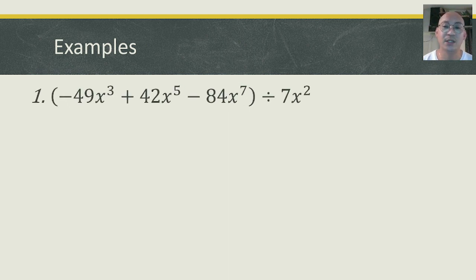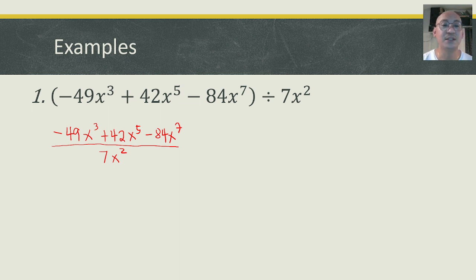If you have noticed, we are going to divide a polynomial by a given monomial. It is only a one-term polynomial, or the divisor is a one-term polynomial. So if we are to write it the proper way, we have negative 49x cubed plus 42x to the fifth power minus 84x to the 7th power divided by 7x squared.